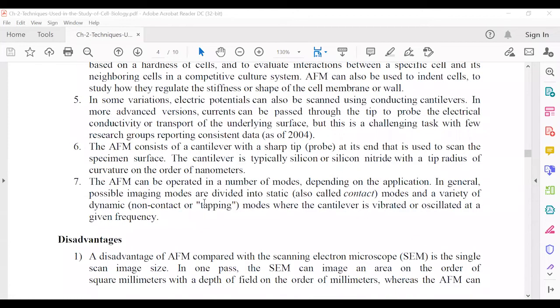Finally, the atomic force microscope can operate in a number of modes depending on the application. In general, possible imaging modes are divided into static modes and a variety of non-contact modes.